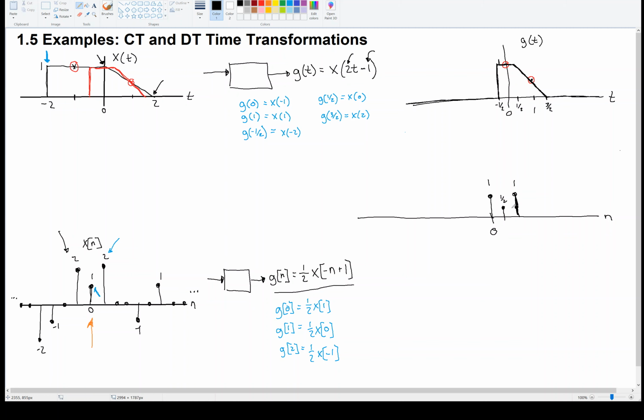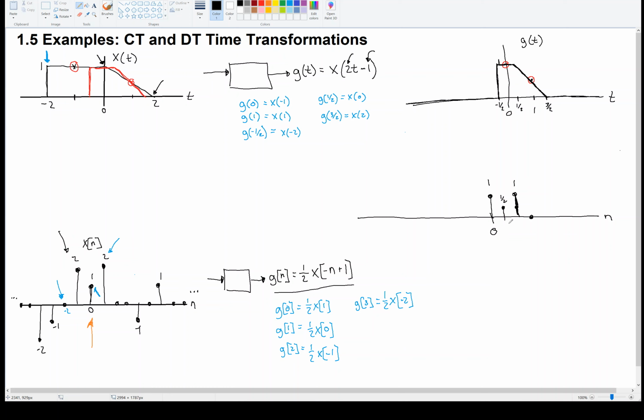Okay, and maybe you see what's happening here. If I plug in 3 for n, I'm going to get this sample here. Let's check it out. 1/2 x of minus 3 plus 1 is minus 2. So this is the minus 2 sample. And so that's a 0. 1/2 of that is also 0. So I've got this. And I continue on like that.